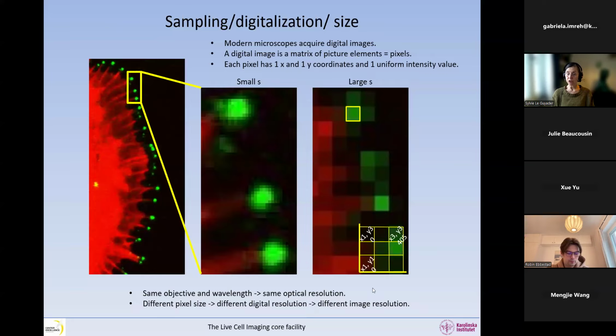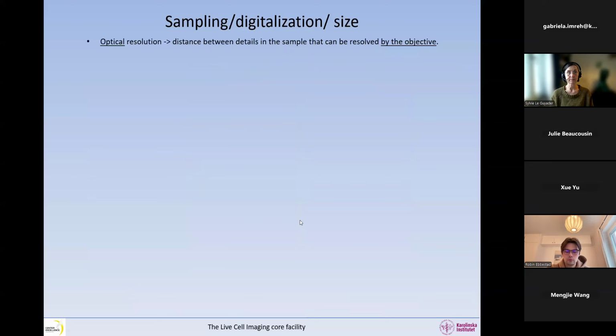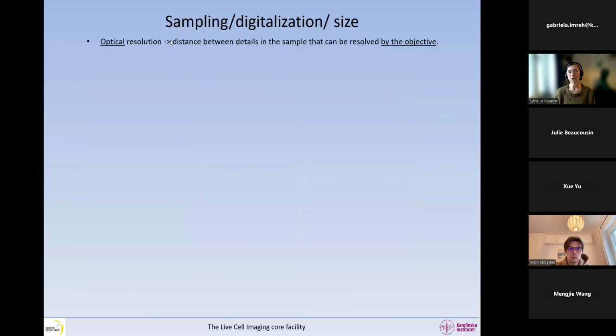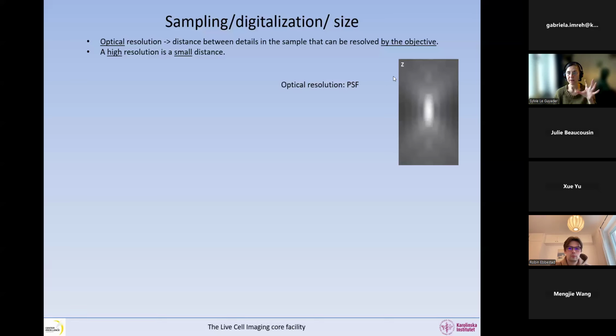You can see that the final resolution that we get in the image does not only depend on the optical resolution, but also depends on the digital resolution. This is what we're talking about here. So the optical resolution is the distance between the details in the sample that can be resolved by the objective. A high resolution is a small distance, so it depends on the spread of the PSF. If we have a big point spread function, then we will have a low resolution because the points bump into each other quickly. And if we have a tiny point spread function, then we get a higher resolution.